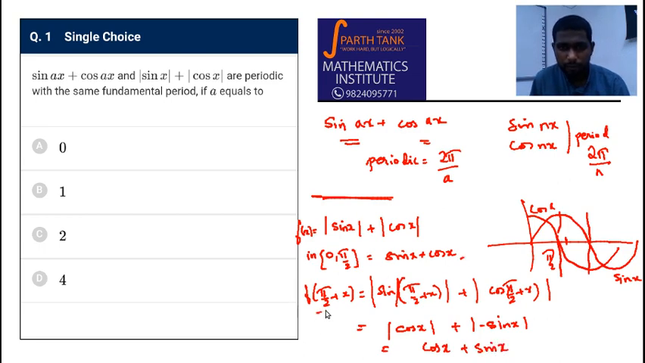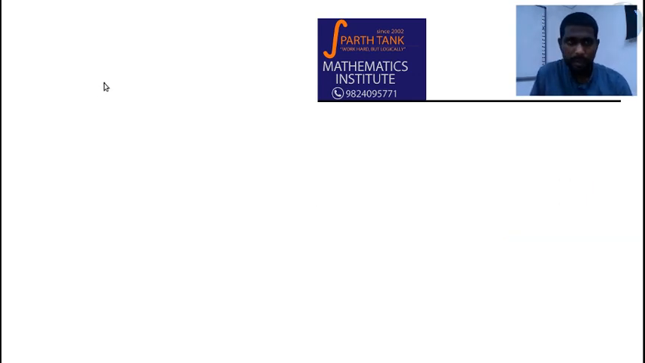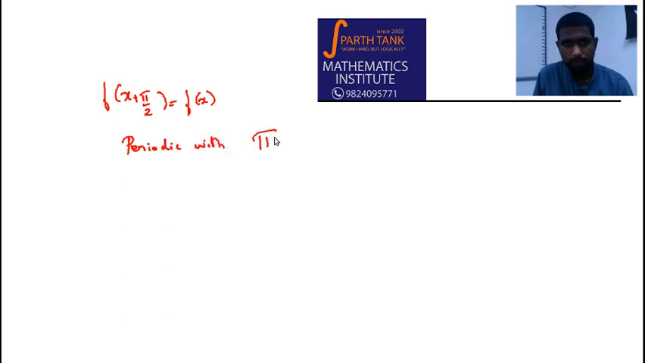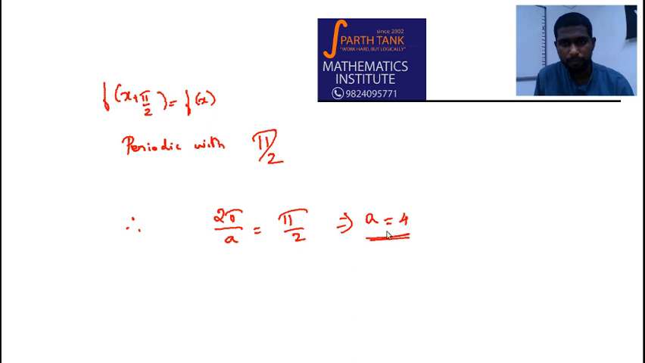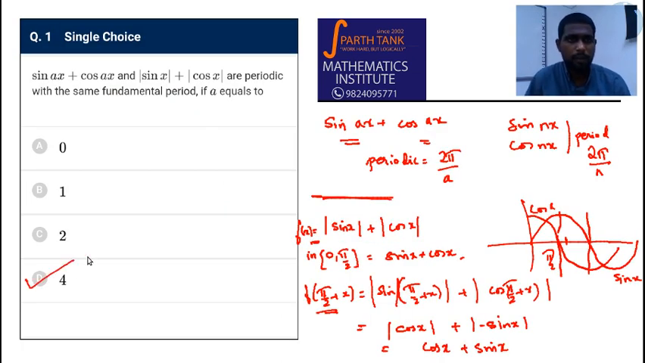So you see, f of x plus pi by 2 is equal to f of x. This means that this function is periodic with pi by 2. Therefore, the first function was periodic with 2 pi by a and this is periodic with pi by 2. So to find the value of a, we equate these two and we get a is equal to 4. So the answer is 4, option B.